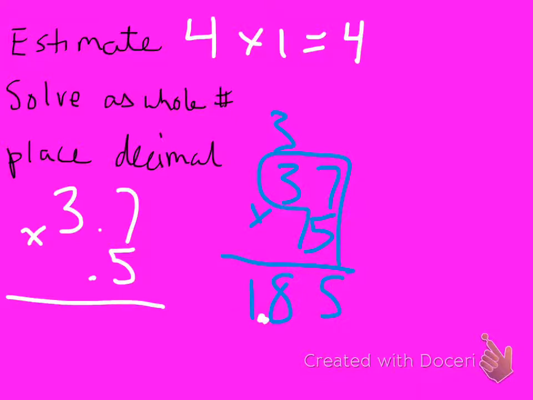Here is close to 2, that's pretty close to 4. Here, 18, that's not really close. So my answer would go right there, which means 3 7/10 times 5/10 is 1 85/100.